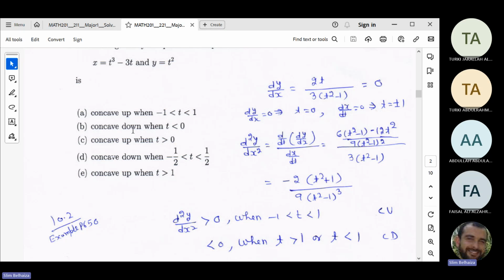Now, concave down when t is less than 0. It's not true, because between minus 1 and 0 it is concave up, whatever happens. Concave up when t is larger than 0. Not true, because when t is larger than 1, it's going to be concave down. Concave down between minus 1 and 1. It's not true, because we already said that's going to be concave up. And concave up when t is larger than 1, it's not true, because when t is larger than 1, we're going to have a negative sign, so it's concave down.